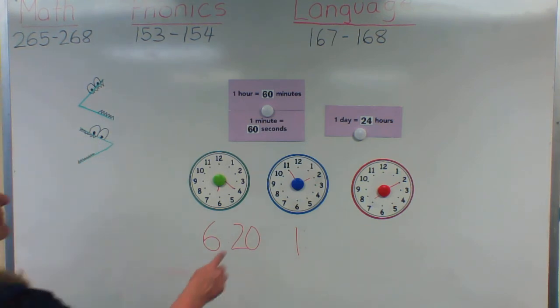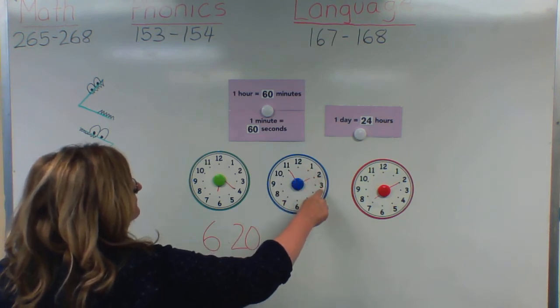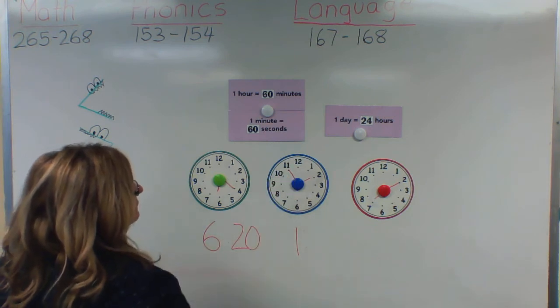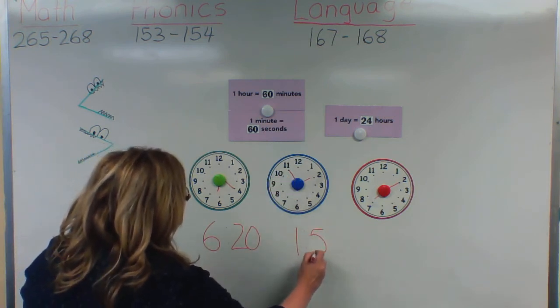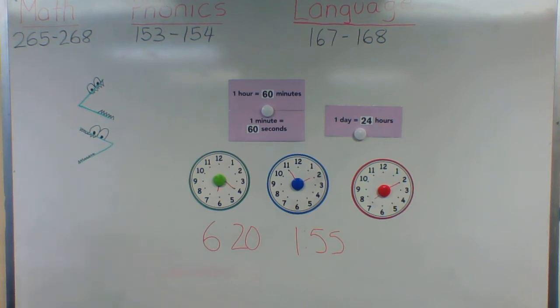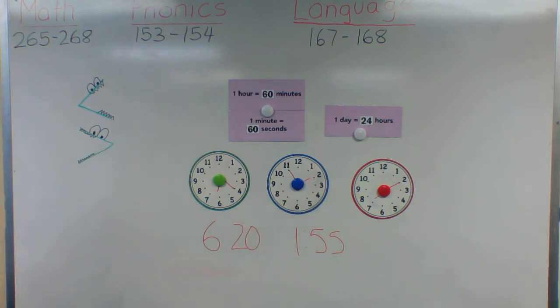1:55. This started all the way over here, 5, 10, 15, 20, 25, 30, 35, 40, 45, 50, 55. So in 5 more minutes, it will be 2 o'clock. But it's not 2 o'clock yet, so make sure that the hour hand is not right on the 2. Still 1:55. All right, now let's look at the third clock.